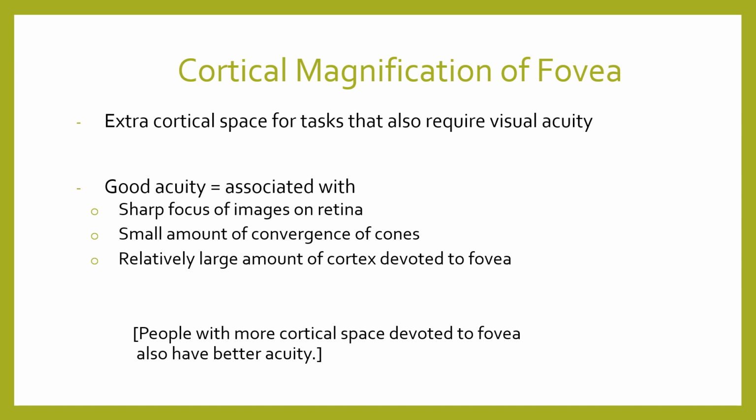That's why we point our eyes to those letters when we're trying to read. Good acuity is associated with a sharp focus of the image on the retina, those foveal cones having a small amount of convergence, and then a relatively large amount of cortex devoted to the fovea. And so people with more cortical space devoted to the fovea also have better acuity. And what do I mean by all of this? So my example that I usually use is to compare myself with my sister.